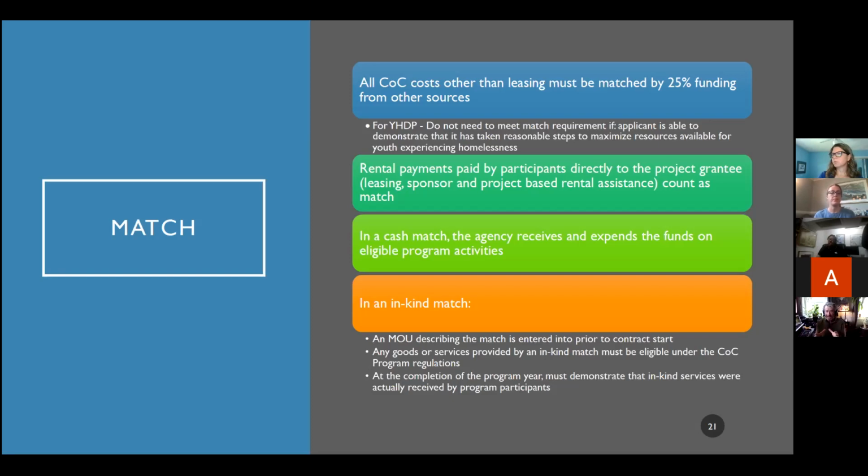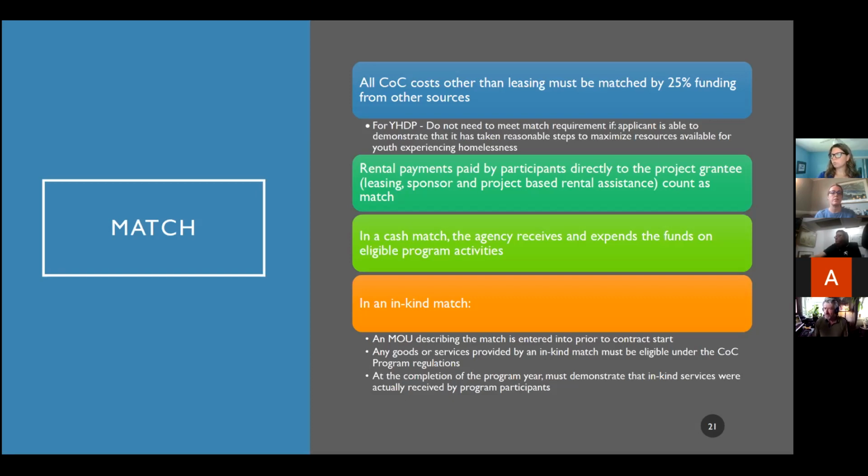Remember, if it is a cash match, your agency has got to actually receive those funds. You show those funds coming into your agency during the course of the program year and being expended by your agency during the course of the program year on eligible program activities. You both have to receive them and spend them during your program year in order for them to count as match.